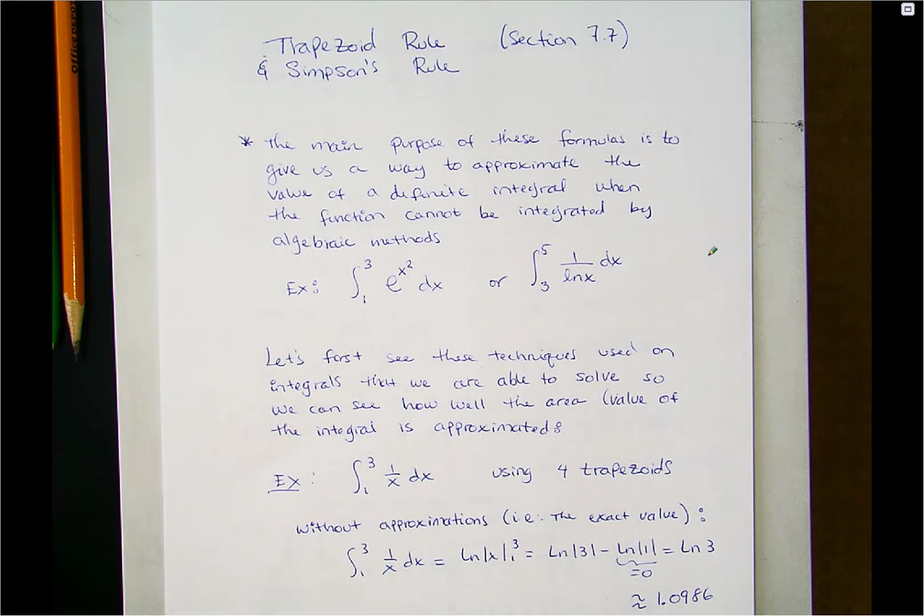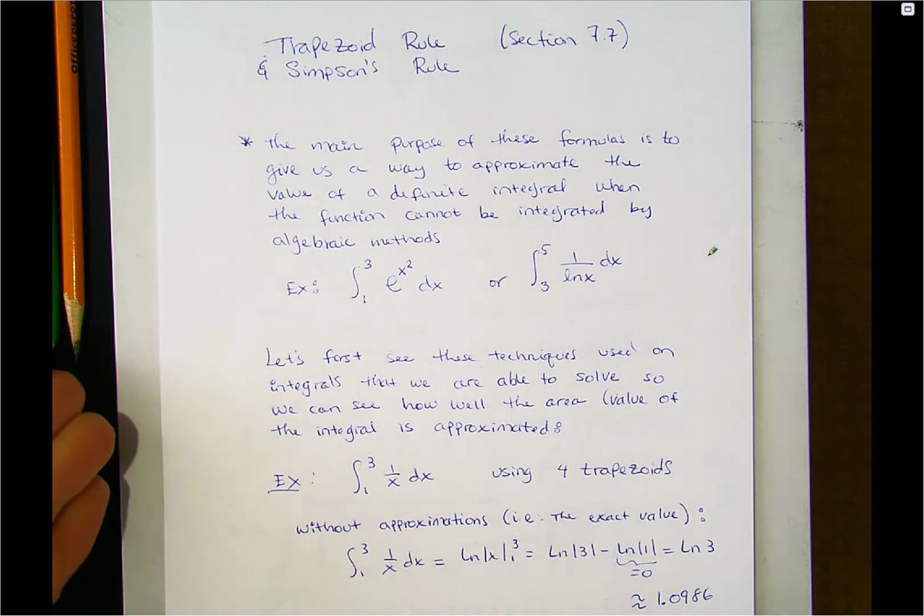So, trapezoid rule. We did this problem in class. I started to explain it, so I'm just going to go through the setup really quickly. The main purpose of the formulas, trapezoid and Simpson's rule, is to give us a way to approximate the value of a definite integral when the function cannot be integrated by our regular methods, right? We can't do substitution, integration by parts, trig sub, or partial fractions, we can't do any of those things. So we want to be able to estimate it.